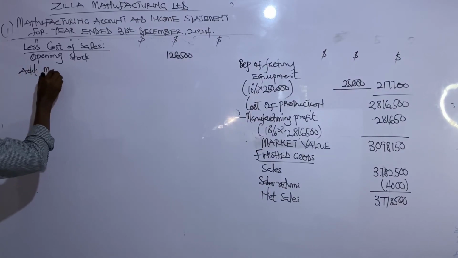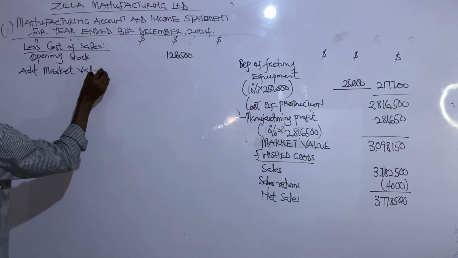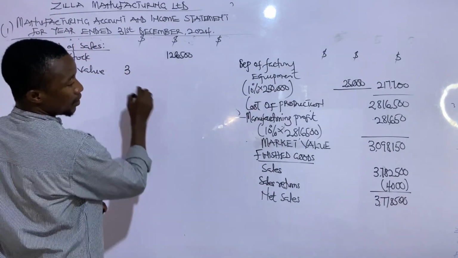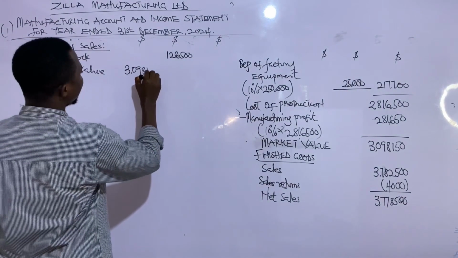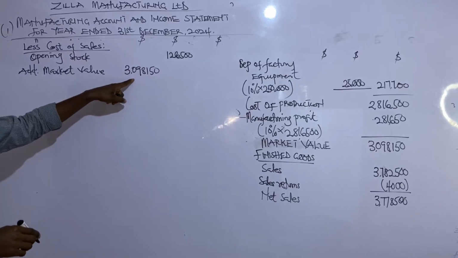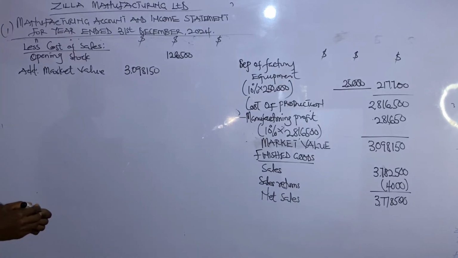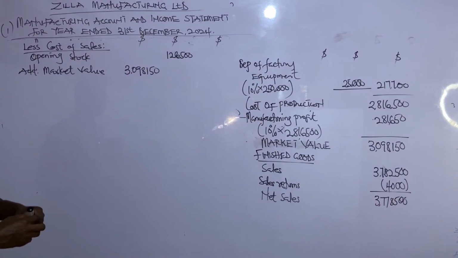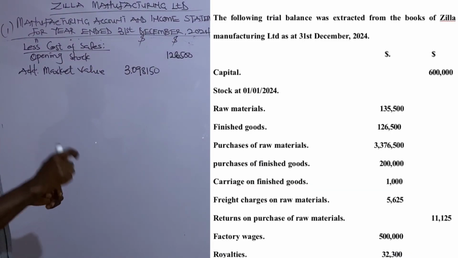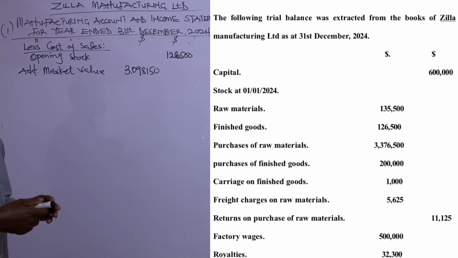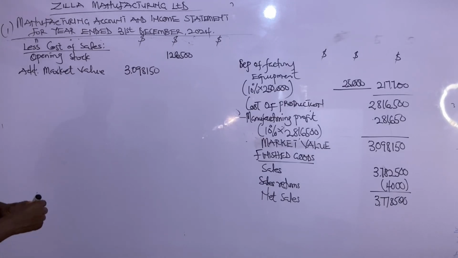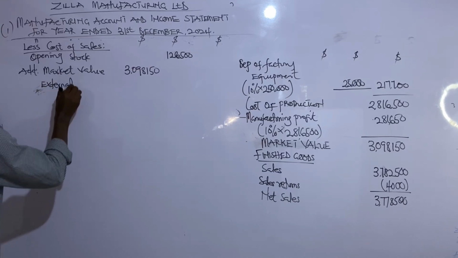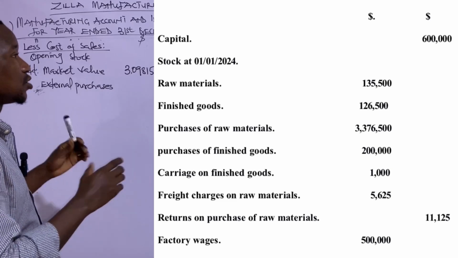Add market value. And the market value is 3,098,150. Good. So this represents the purchases figure when we are preparing like a normal income statement for sole traders. But note, in solving a manufacturing account question, if there are no external purchases, then we leave it this way, then we proceed. Okay. But in this particular question, there is an external purchases, that is purchases of finished goods. So the purchases of finished goods is the external purchases here. So we also add external purchases. External purchases. And that is an amount of 200,000.